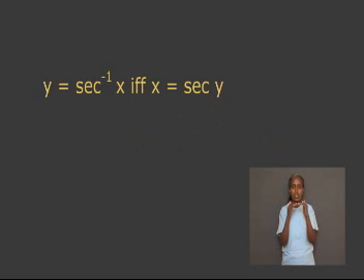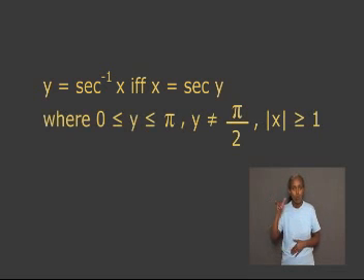Y equals arcsecant of x if and only if x equals the secant of y, where y is greater than or equal to 0 and less than or equal to pi. Y cannot equal pi over 2, and the absolute value of x must be greater than or equal to 1.